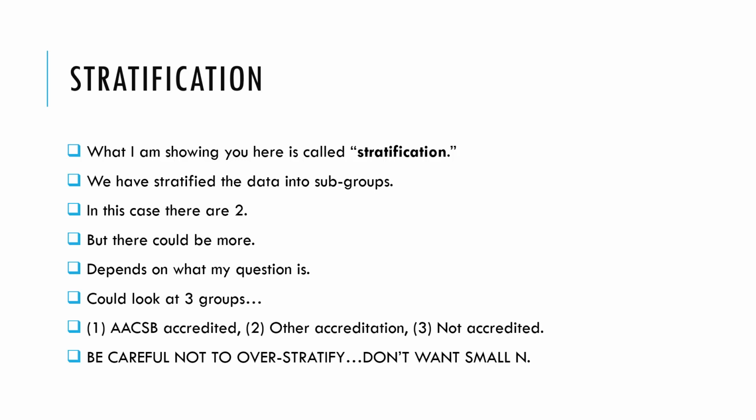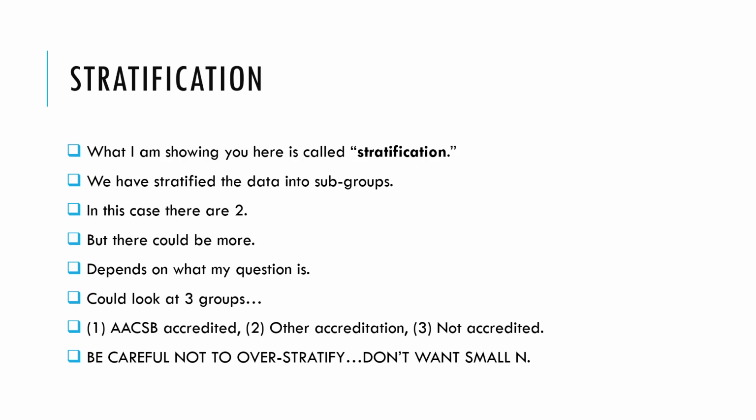But I do want to warn you to be careful not to over stratify. You don't want to create so many subgroups that you have a very, very small N. And if you have two subgroups, but they are divided out where one has a teeny tiny N, that's probably not going to be very good. Like if I looked at business majors who are domestic versus international students, I'm going to end up with so few international students.